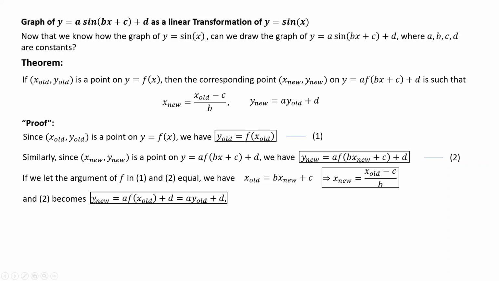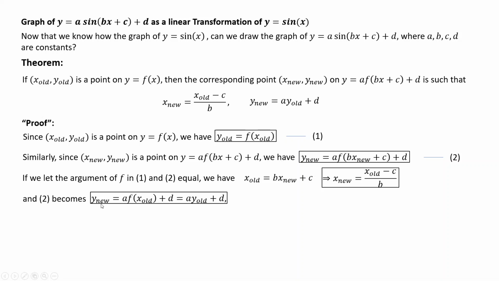y nu is therefore a times f of x old. Basically, I replace this b x nu plus c with x old because we said they are equal. And so we have a times f of x old. But f of x old is nothing but y old according to 1. So I replaced f of x old with y old. And guess what? That gives us the second formula: y nu is a times y old plus d.